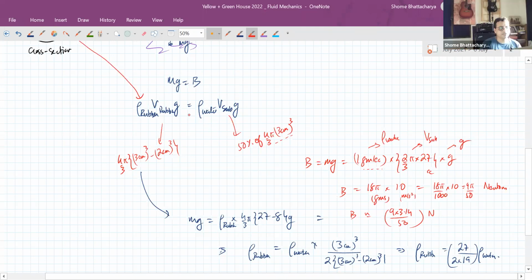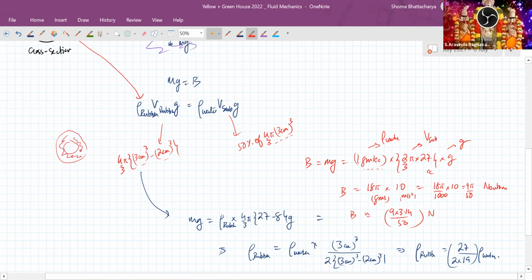Whereas when it comes to the weight of the object, this will not be 4/3 pi 3 centimeter cube. This will be 3 centimeter cube minus 2 centimeter cube, because the rubber is only present in the shell. It's not inside. There's no rubber inside. So, sir, this is the volume.